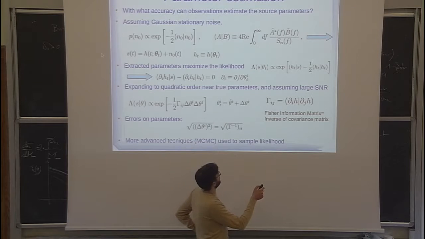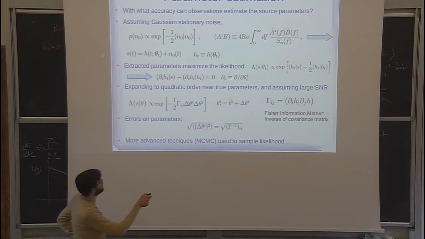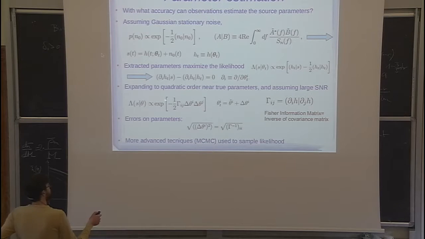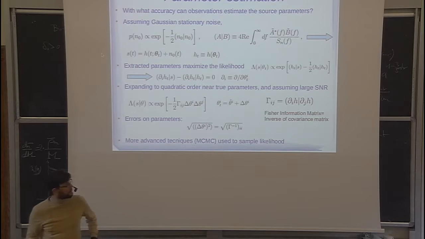Then what we did was to expand the likelihood near its maximum. We looked for a maximum which satisfies this condition, and this equation gives you the parameters that best fit the data. And then we expanded in a Taylor series at quadratic order around this maximum. Under this quadratic approximation, the log of the likelihood is simply given by this quadratic form, gamma ij, and this delta theta are the deviations of the parameters away from the best estimator.